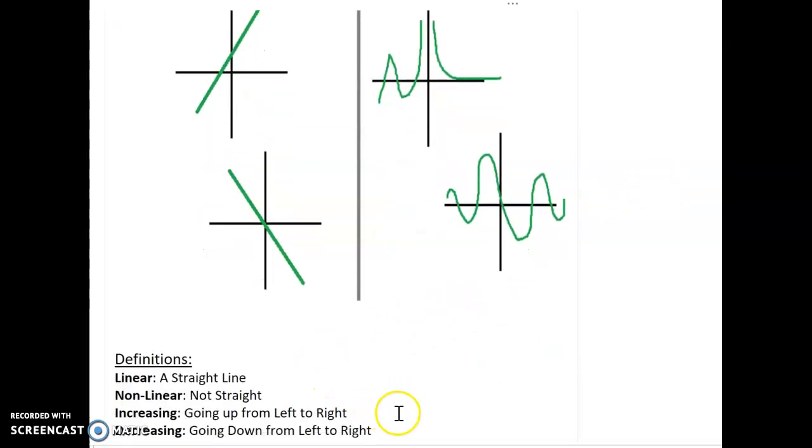So in your notes, you specifically need to have the definitions: linear, which means a straight line, nonlinear, which is not straight. So looking at these, we can see on the left, we have linear lines, and on the right, we have nonlinear. Okay. And then, so linear is a straight line, nonlinear is not straight.